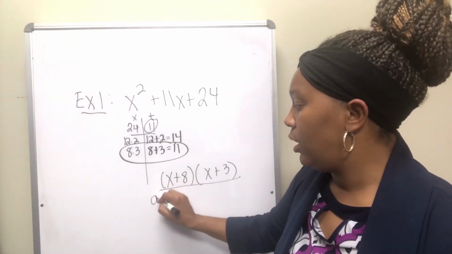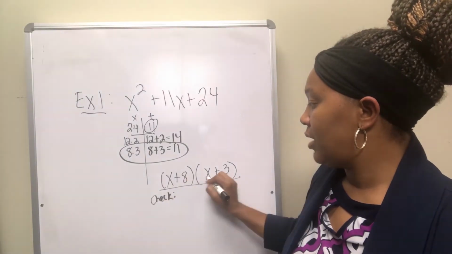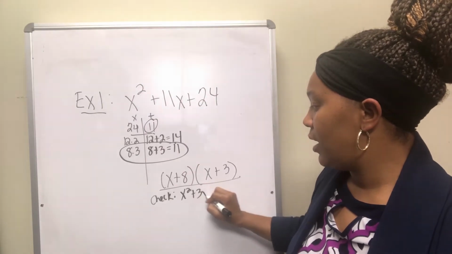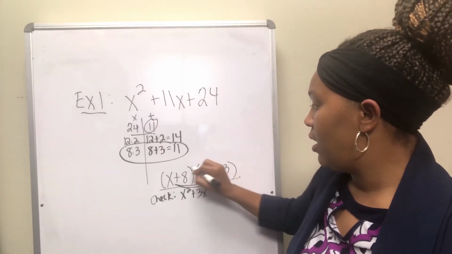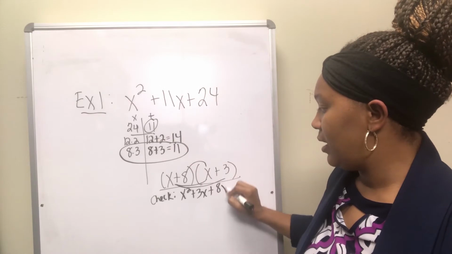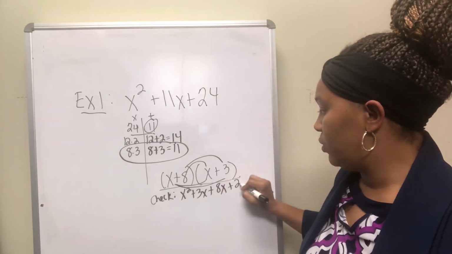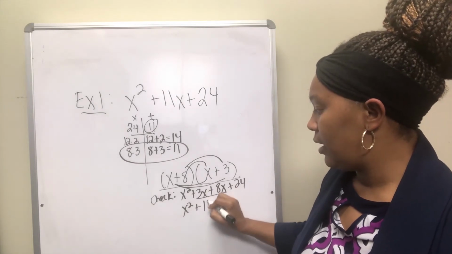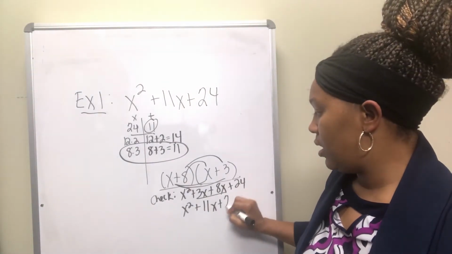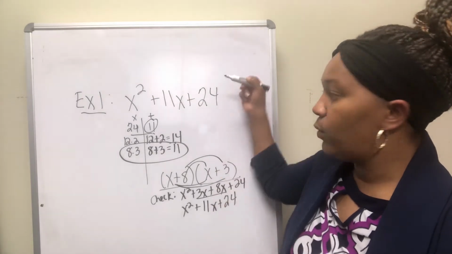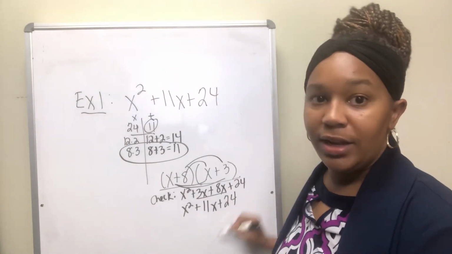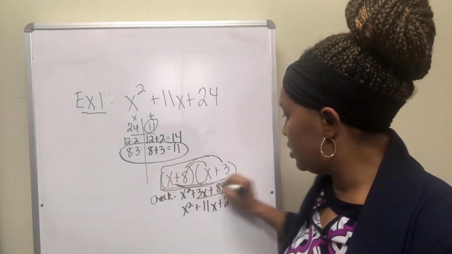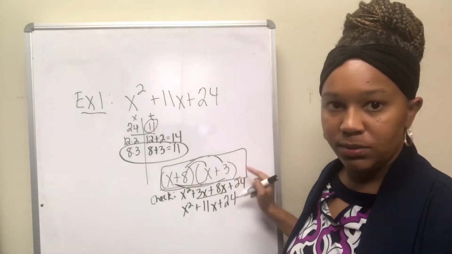So I'm just going to check it here. X times x is x squared. X times 3 is 3x. So here and then here. And then 8 times x is 8x. And 8 times 3 is 24. Combine those middle terms, 3x and 8x, and you get 11x. X squared plus 11x plus 24 is what we started with. And so all I did here was just check to make sure my factors are correct. So this is what it factors into, x plus 8 times x plus 3.